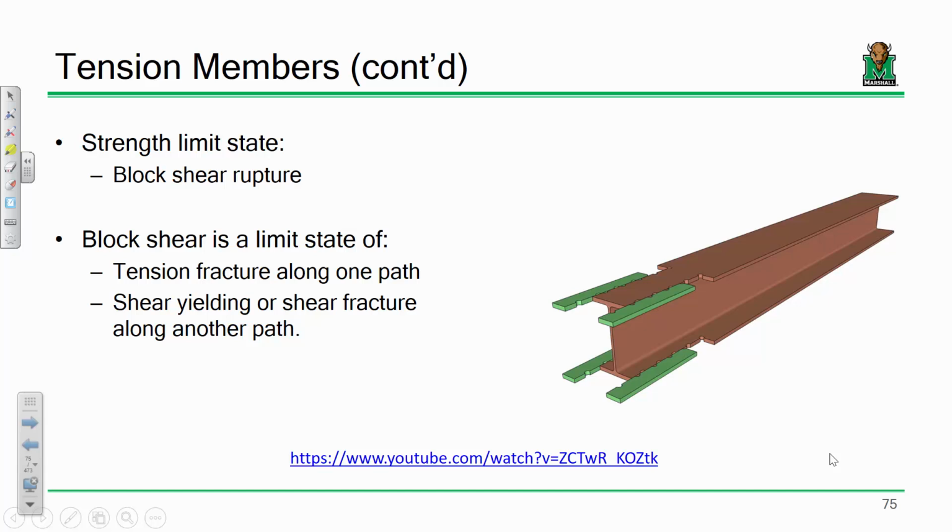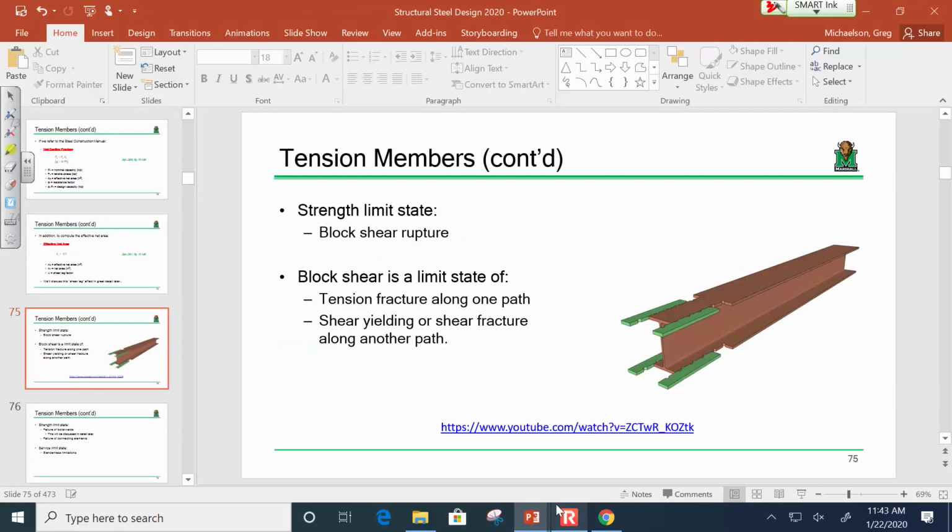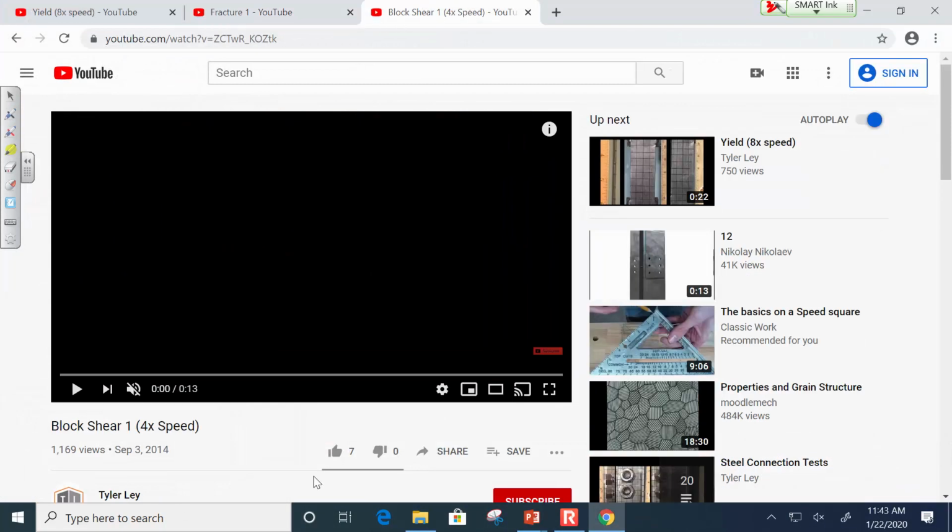All right. The last limit state that we're going to discuss is kind of a weird one. It was kind of found actually by accident in the lab. It's what's called block shear rupture. The best way to describe it is to just show it to you. So here's a block shear rupture test.